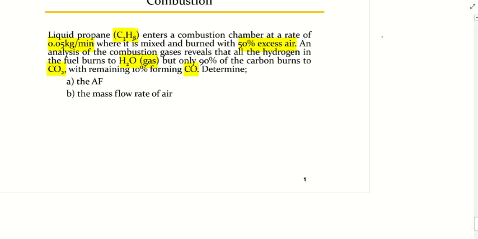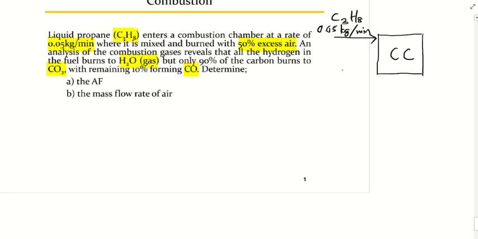Okay, you have a combustion chamber. The fuel is C3H8 with 0.05 kilogram per minute and with 50% excess air.